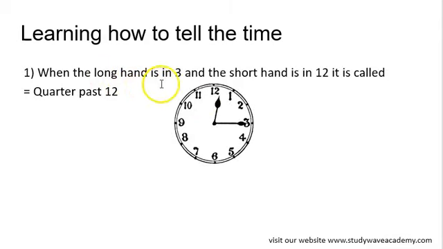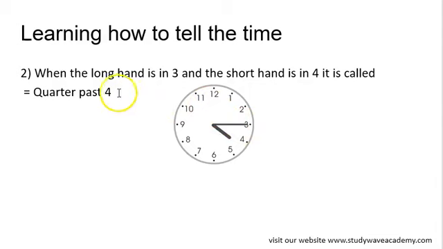When the long hand is in 3 and the short hand is in 12, it is called what? Quarter past 12. Remember, the short hand tells us the hour and the long hand tells us the minute. So we will say quarter past 12. Because the long hand has moved from 12 to 3. It is quarter. It is what? Quarter past. Okay? Do we understand? Good.